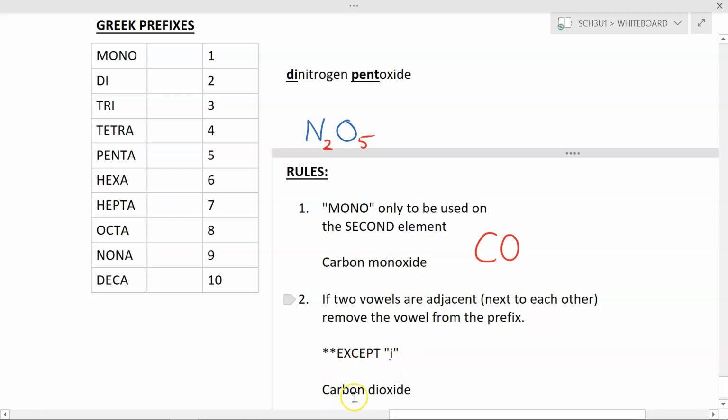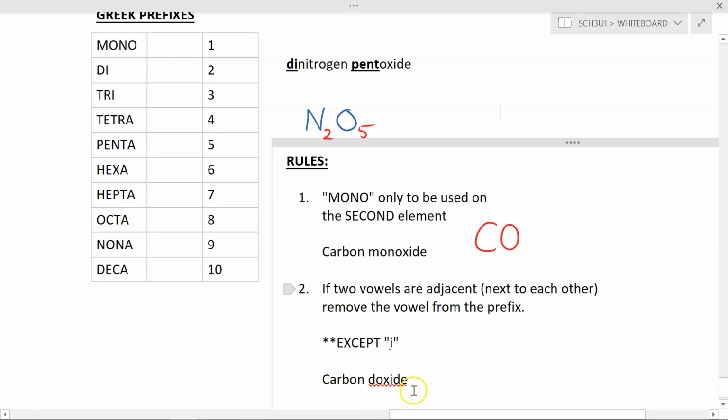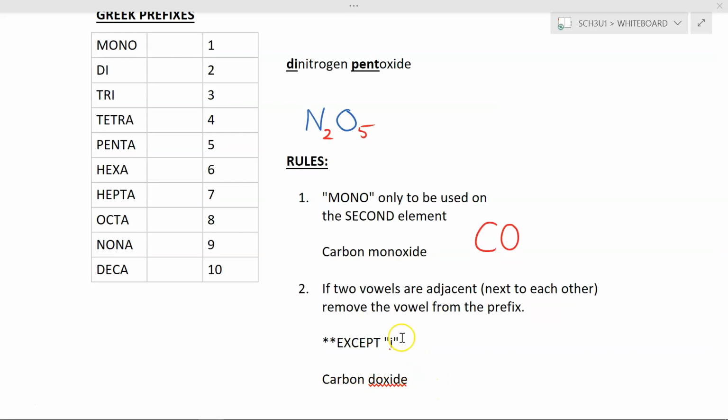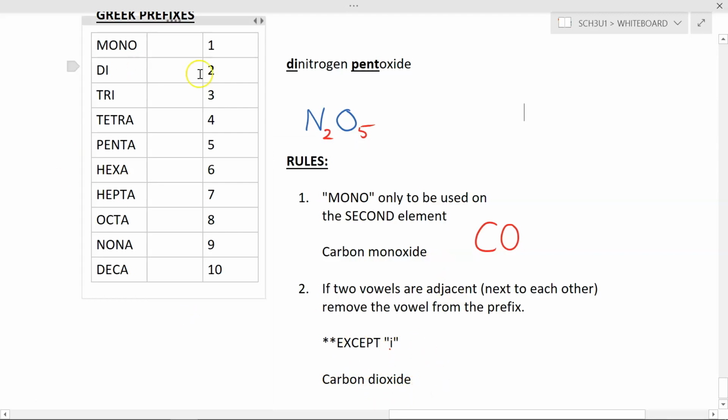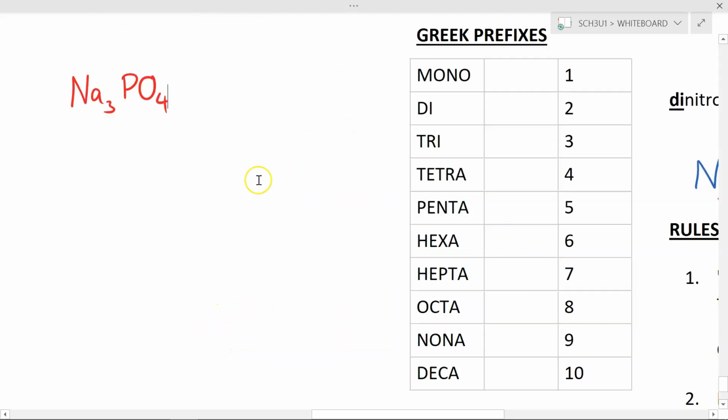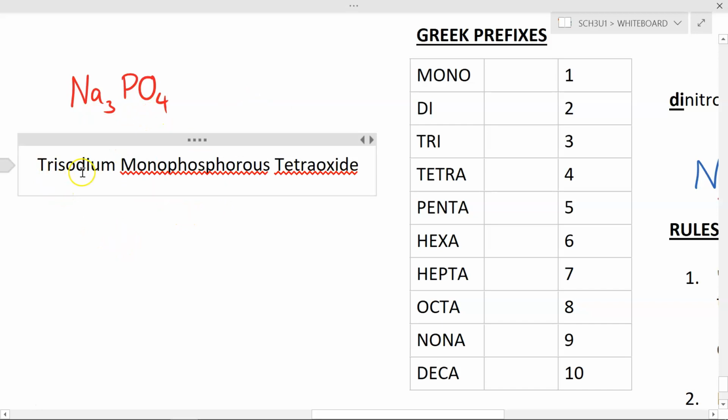All right, so take a look at this one, carbon dioxide. You can't just go, oh, I, O, two vowels next to each other, therefore it's carbon dioxide. No, that's wrong. You must keep the I there. Carbon dioxide. So once you get over these rules, this naming system is pretty straightforward, pretty easy to do, sometimes too easy to do. So for instance, a common mistake I'll see students make is over here, Na3PO4. I've seen some students write out trisodium because there's 3 sodiums, monophosphorus because there's only 1 phosphorus, tetraoxide.